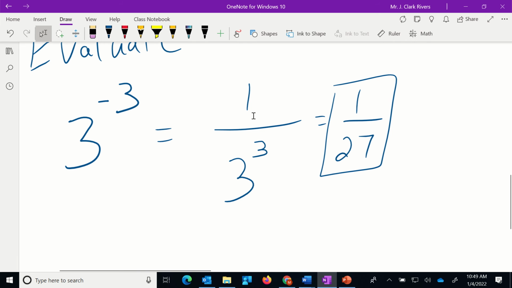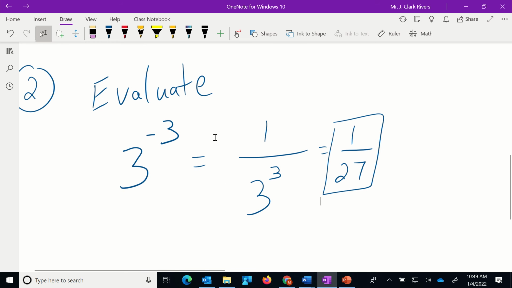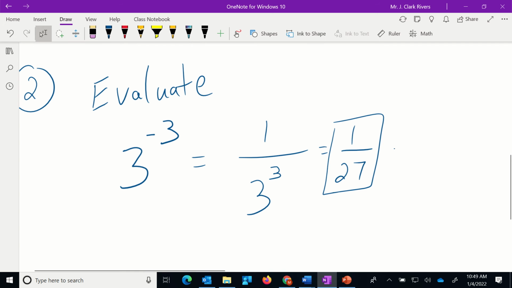So 1/27. Questions on that? Could you also move the 27 into the numerator to the negative sign? No. 1/27 is not the same thing as negative 27. It is the same thing as 27 to the power of negative 1, though.